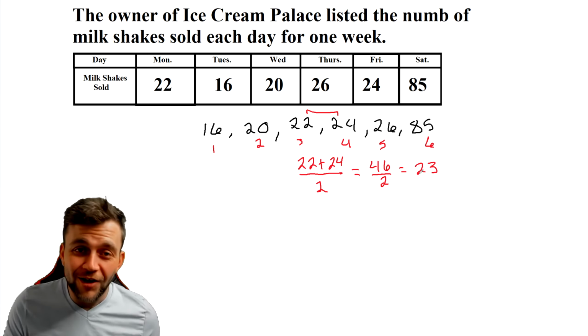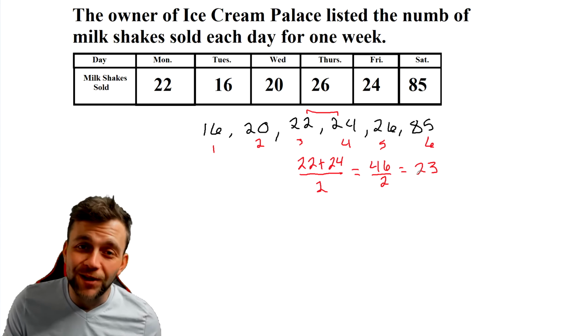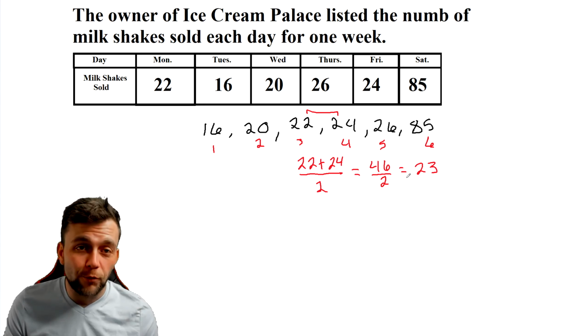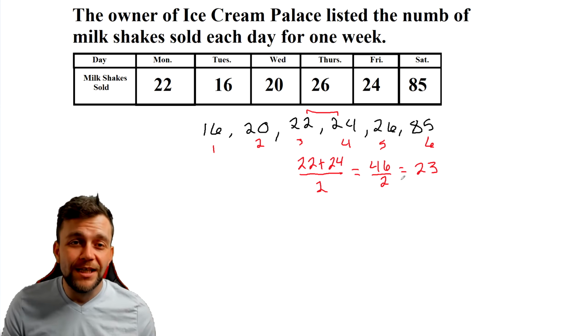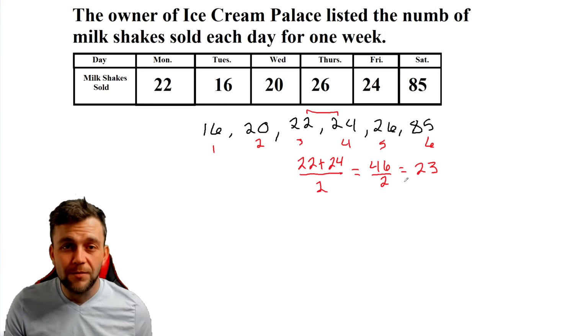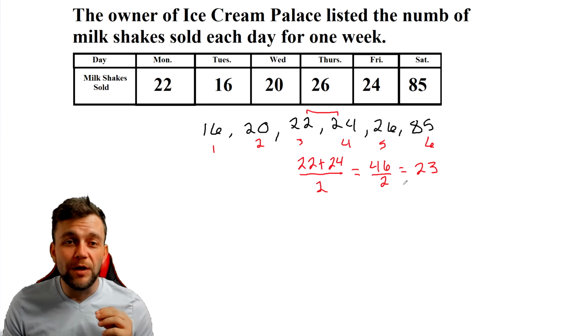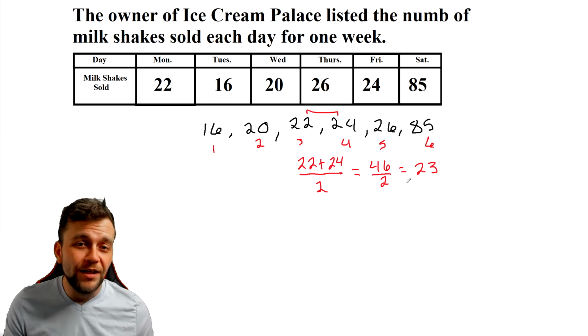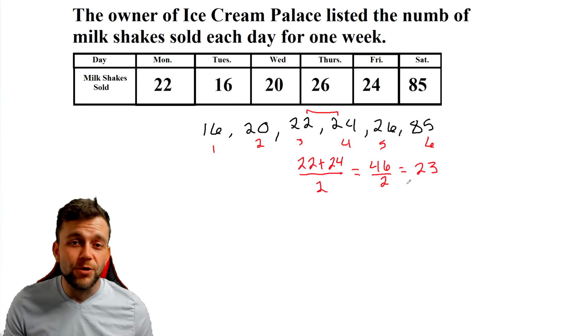And yes, I knew that 23 was perfectly in between 22 and 24, but I want you to get used to the process, right? Even if it's easy, I want you to be able to know how to find the median. That's how you do very well in math. You keep doing it over and over and over again until it becomes second nature.